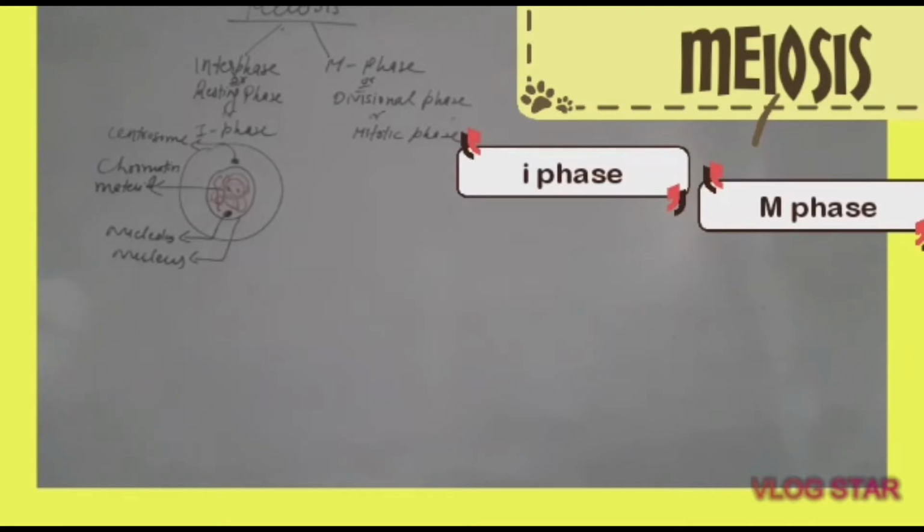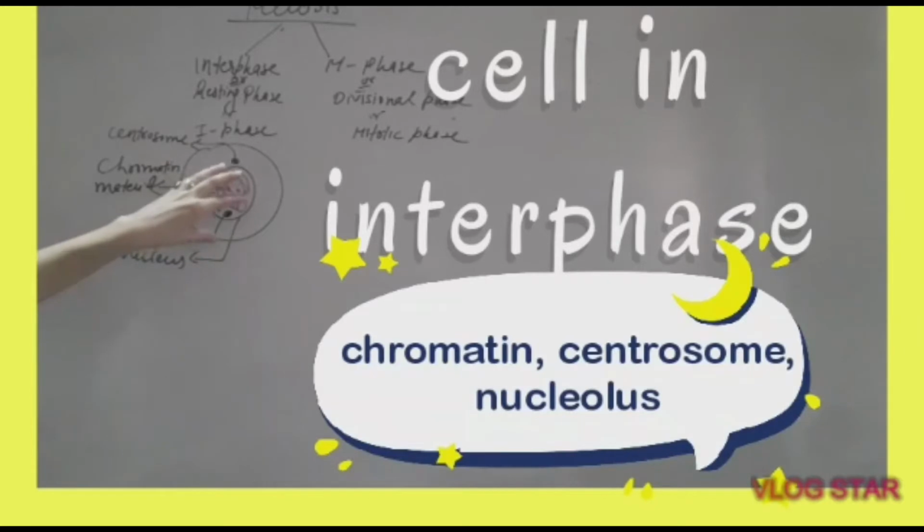When the cell is in interphase, instead of chromosomes, it has a scattered fibrous mass, which is known as chromatin material. I have shown it in red. The chromosome is scattered in the form of long fibrous threads, so it is not known as chromosome now. It is chromatin material. Also, the cell has a nucleolus inside the nucleus, and a centrosome. This is interphase. In interphase, the cell does nothing, it just prepares itself to enter into the M phase.